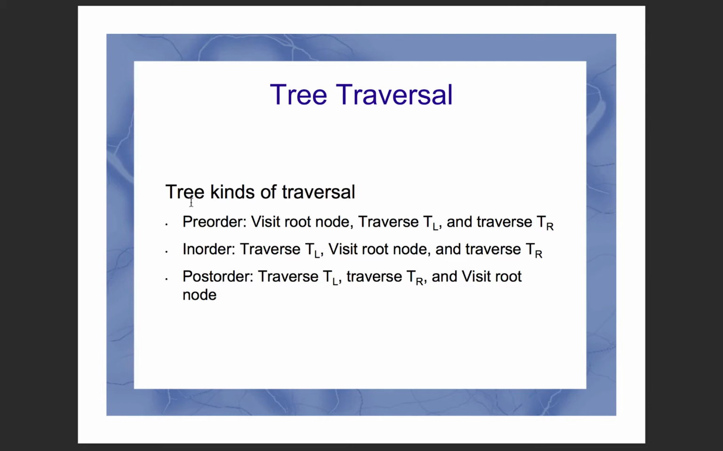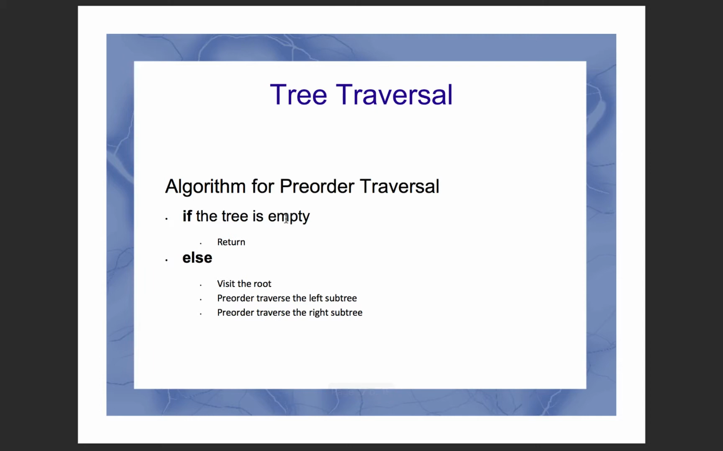So the names pre-order, in-order, post-order basically represent the order of traversing. If you visit the root node before everything, that is pre-order. If you are visiting the root node in between the left and right subtrees, then it's in-order. And if you are visiting the root node after the left and right trees, then it's post-order. Let's see one example.